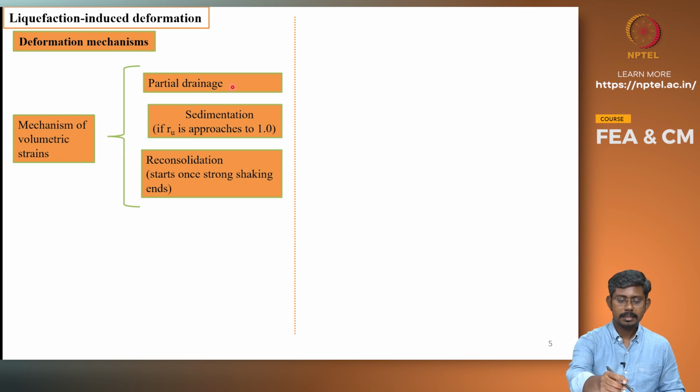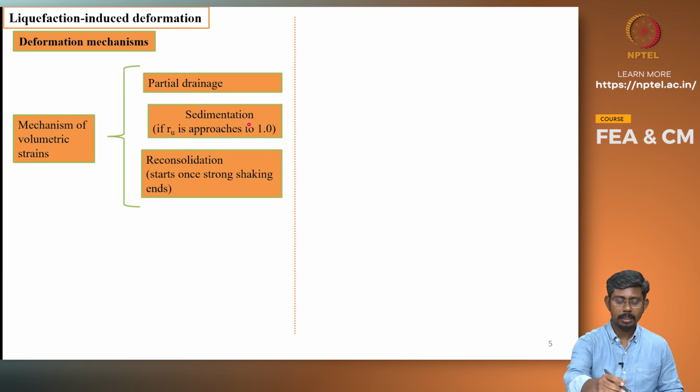Partial drainage is the dissipation of excess pore water pressure that happens during the cyclic loading or during the earthquake loading, because the sand has got some permeability. So as a result of which some excess pore water pressure will get dissipated even during the shaking. That is about partial drainage.